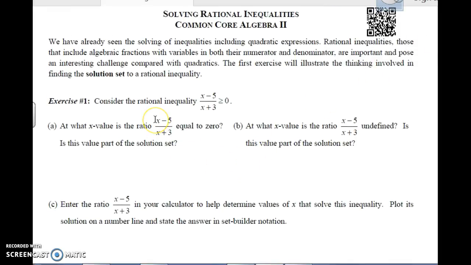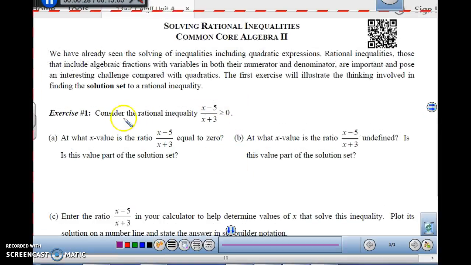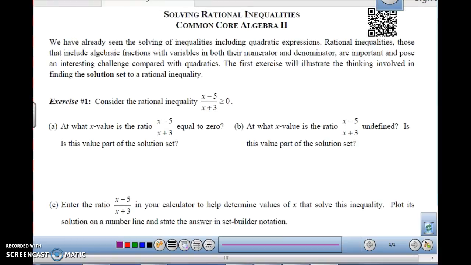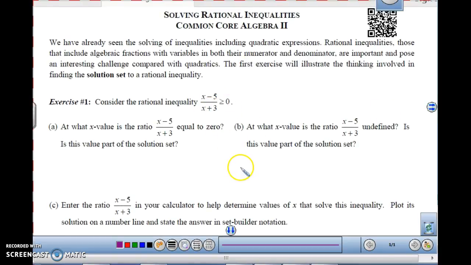All right, so let's consider this first one. We consider the rational inequality x minus 5 over x plus 3 is greater than or equal to 0. Okay, so what we want to do is compare this fraction to 0. Can it actually equal 0? Well, let's see. Yeah, it can. At what x value could it equal 0? Well, remember, in a fraction, what part of the fraction can equal 0 and have the value equal 0? It would be the numerator.